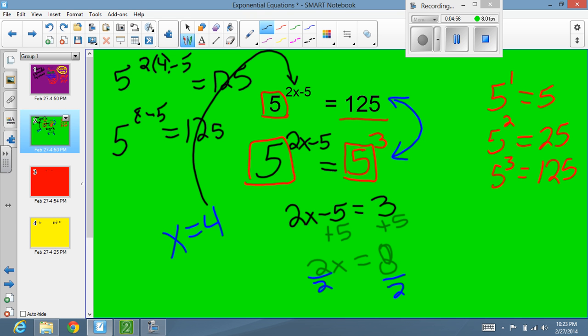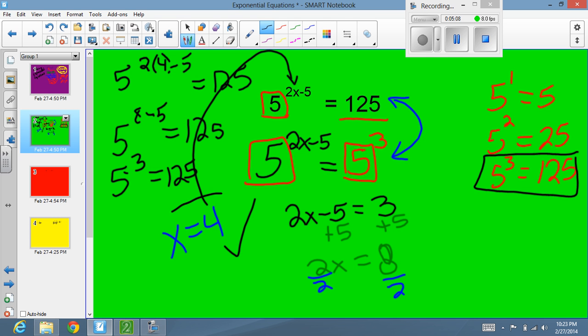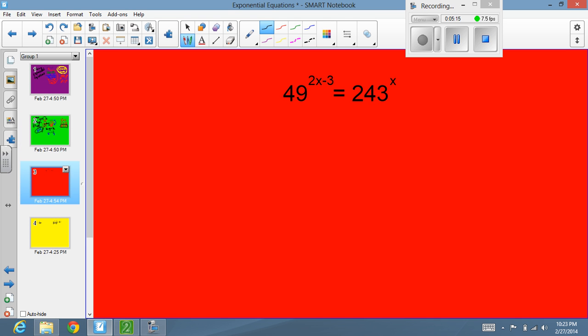5 to the 8 minus 5, which is 5 to the 3rd, equals 125, and I already determined that 5 to the third is 125, so this checks and this works. My answer is x equals 4. Gotta find common bases, or create them if you can. So let's look at our next example.